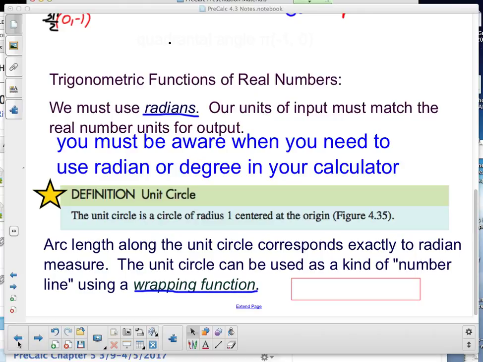Now we're looking at trigonometric functions of real numbers, and we must use radians. Our units of input must match the real number units for output. You must be aware when you need to use radians or degrees in your calculator. And remember, you can flip between them under your mode. I think it's the third spot down in your calculator, and you just arrow over and highlight the one you want.